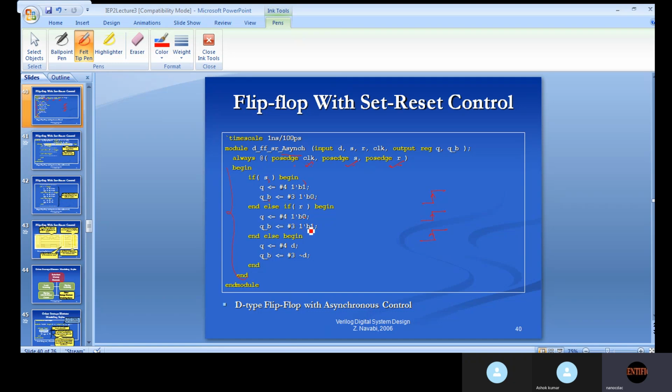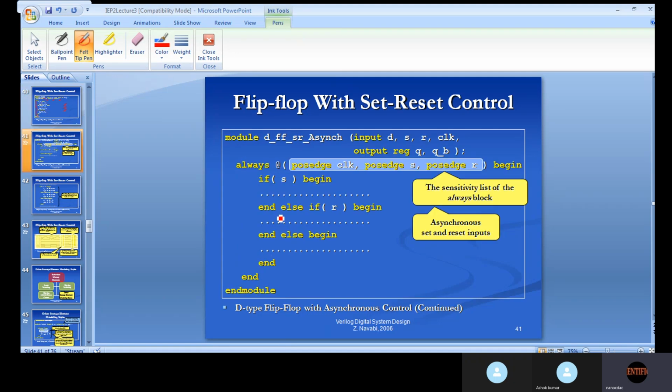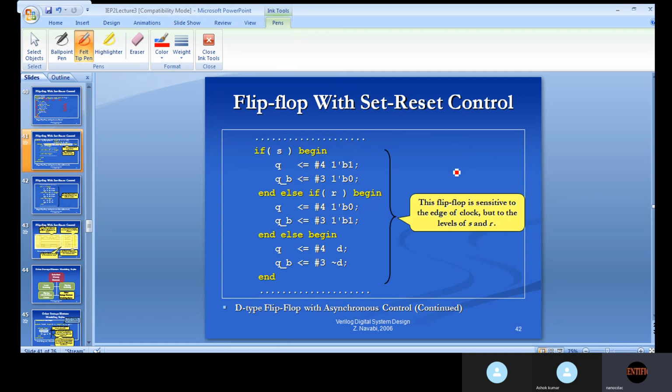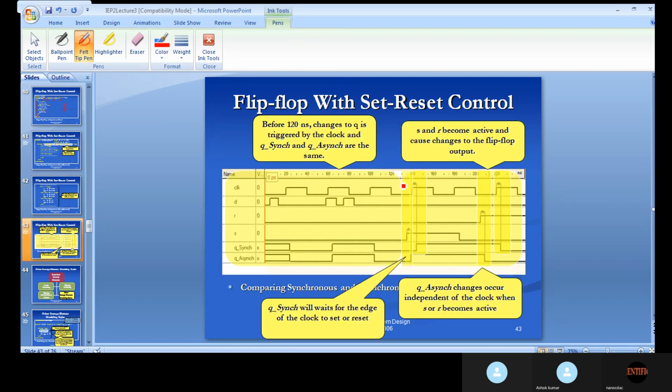Assign 0 to q, 1 to q bar, or else d to the same program. So here you are using this sensitivity list, posedge of S, posedge of R. This is the sensitivity list of the always block, and these are asynchronous set and reset inputs. So here the flip-flop is sensitive to the edge of the clock, but the levels of S and R. You can see the corresponding outputs.